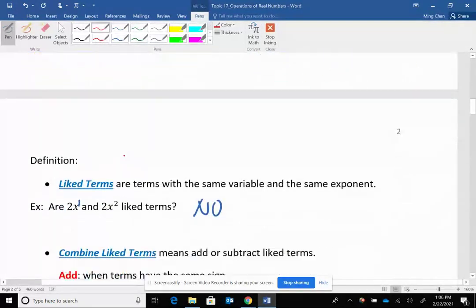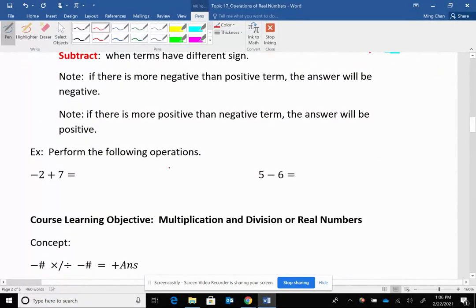All right, let's go down here. Perform the following operations. Negative 2 plus 7. Do I add these two numbers? No, you don't. You never go by what it says right there in the middle. You use that operation as a separator of terms. My first term is negative 2. My second term is positive 7. Terms with different signs, we subtract. When I normally subtract 7 and 2, I get a 5. Since I have more positive terms than negative, my answer should be positive 5.